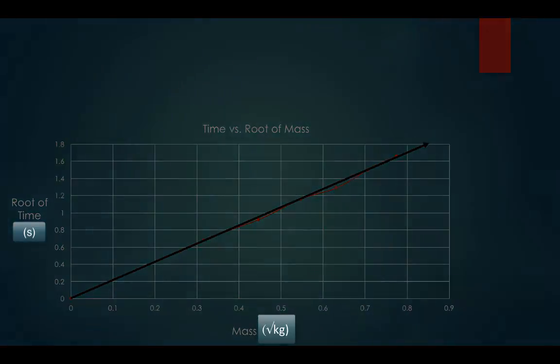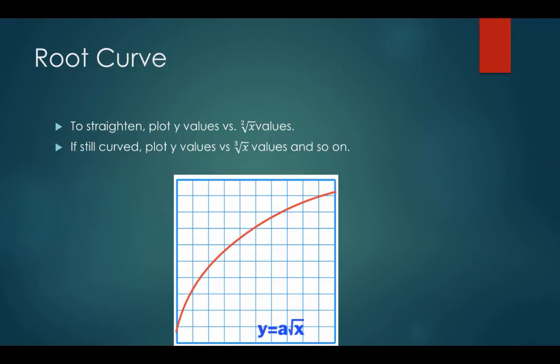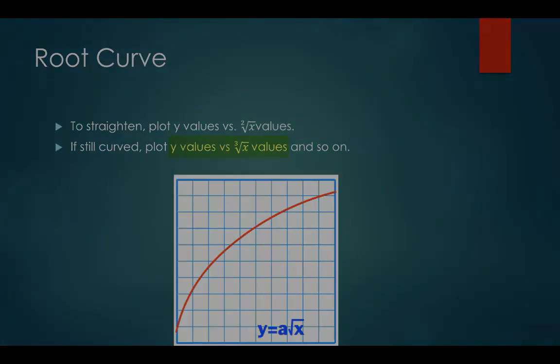Recall from our first lesson. This is a root curve. If you see a curve like this, to straighten it, plot y values versus the square root of x. If it's still curved, then plot the y values versus cubed root x, and so on and so on.